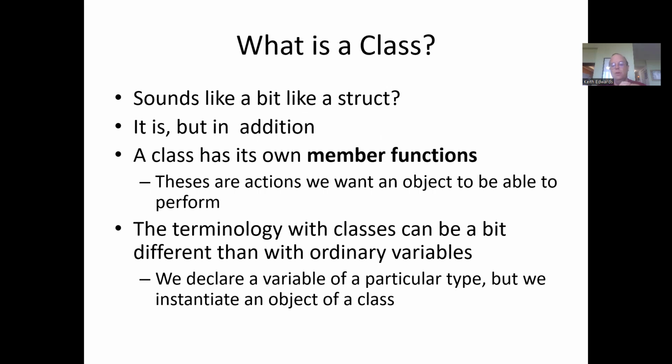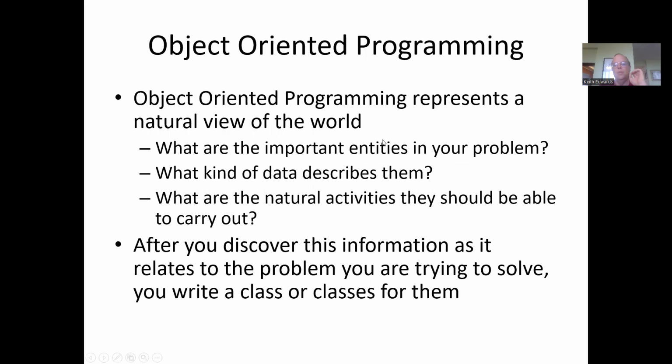So the terminology in classes is also a bit different than with ordinary variables. We declare a variable of a particular type, but we instantiate an object of a class. So there's some different terminology. We use classes and objects because it represents a natural view of the world. What are the important entities in your problem? What kind of data describes them? And what are the natural activities they should be able to carry out?